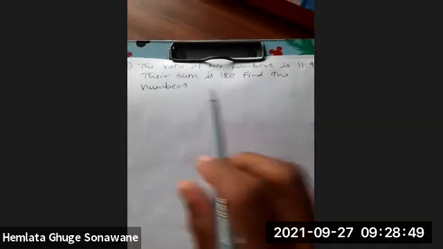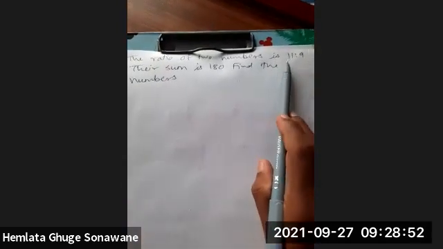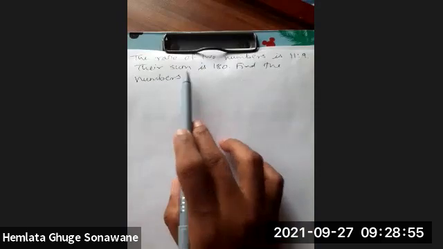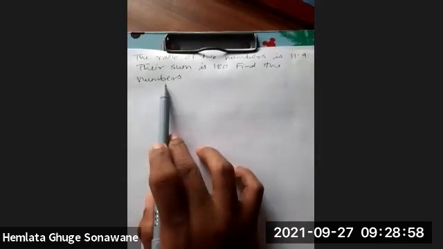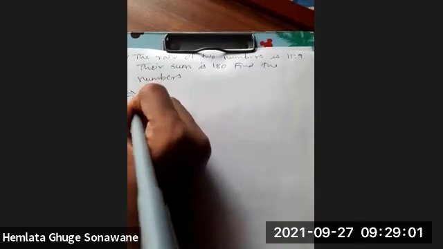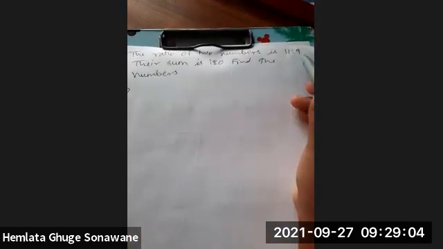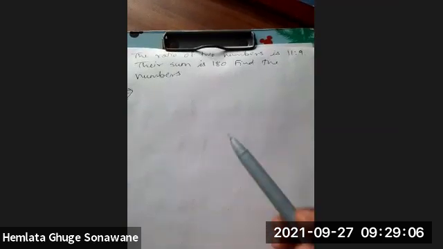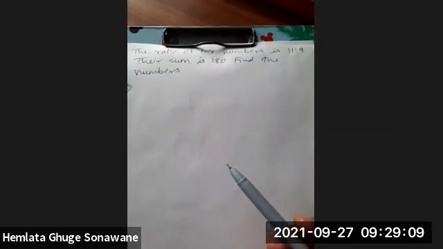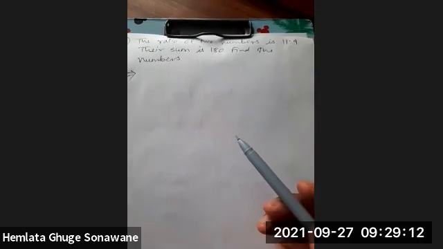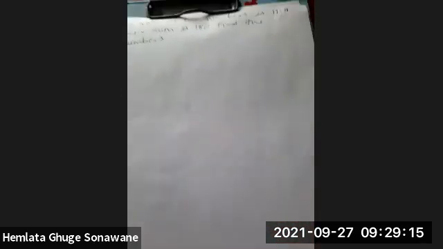Okay, we'll take the next example. The ratio of two numbers is 11:9. Their sum is 180. Find the numbers. Now here also we'll take x as the variable. We'll add this ratio and set it equal to 180, and we'll get the value of x. Solve in your notebook, and if you are ready with the answer, please let me know.